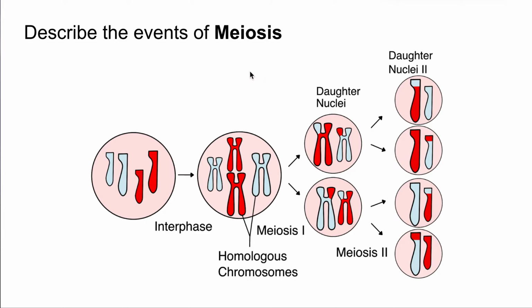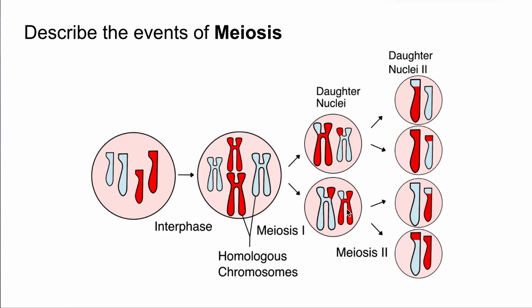Now, in meiosis, there are actually 2 rounds of division. Some important things that happen in meiosis is that with your homologous chromosomes, something called crossing over happens. You can see that they've exchanged pieces of the chromosome with one another.